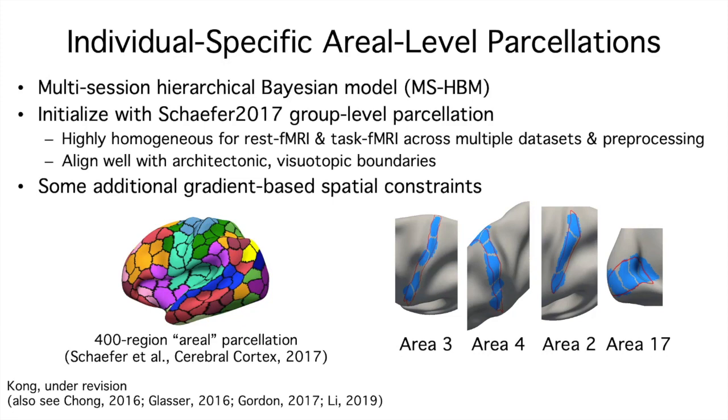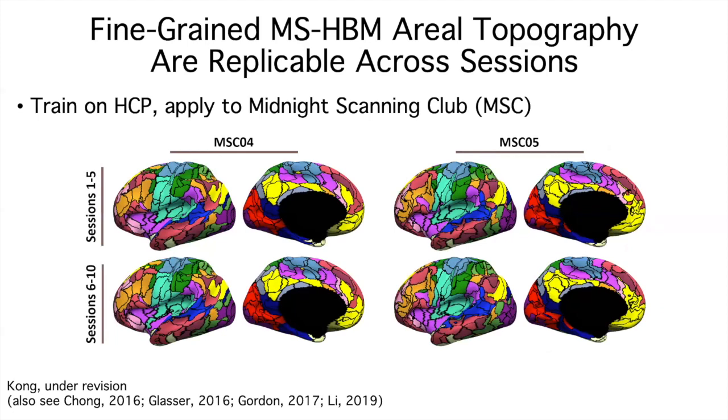We have some additional gradient-based priors to encourage strong transitions in functional connectivity profiles at the parcel boundaries. Like before, the area topography is highly replicable across sessions. Here are two Midnight Scan Club subjects. The top row corresponds to the first 5 sessions, and the bottom row corresponds to the last 5 sessions. Again, we can see these fine-grained areal features that are different across the 2 subjects, but very replicable within a subject. And again, we wanted to see if these parcellations can be used for behavior prediction.